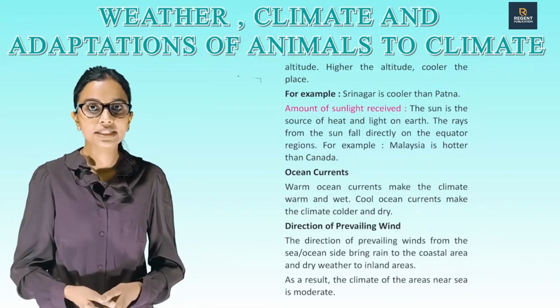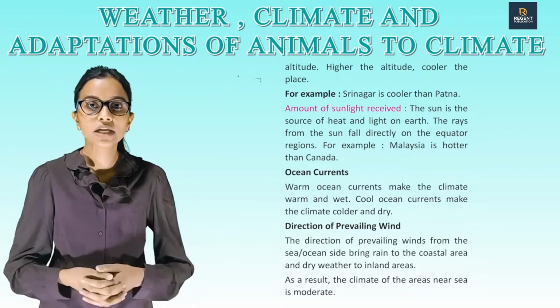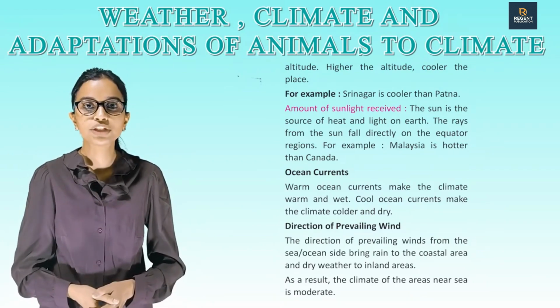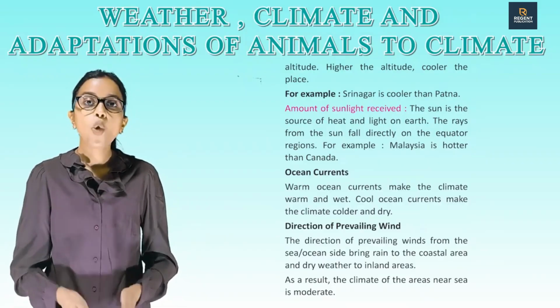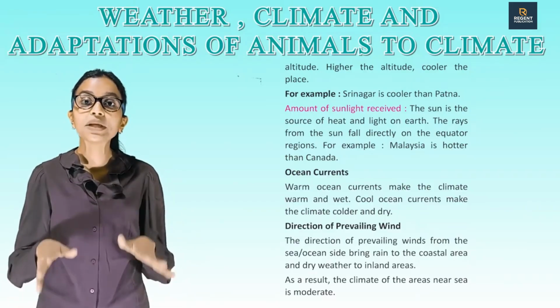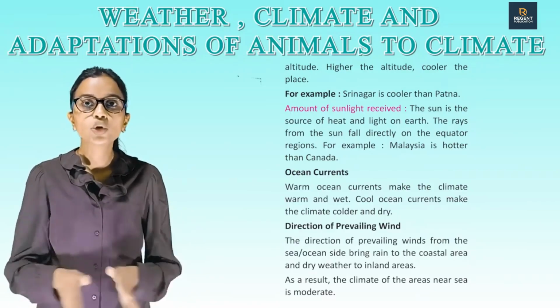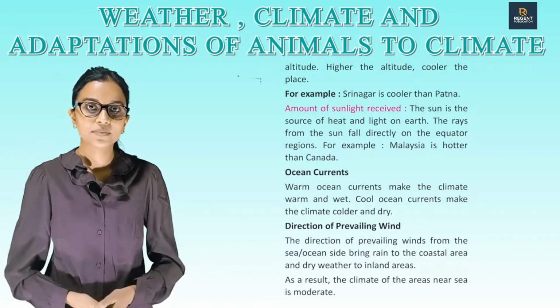Amount of sunlight received. The sun is the source of heat and light on earth. The rays from the sun fall directly on the equator regions. For example, Malaysia is hotter than Canada. Ocean currents. Warm ocean currents make the climate warm and wet. Cool ocean currents make the climate colder and dry.